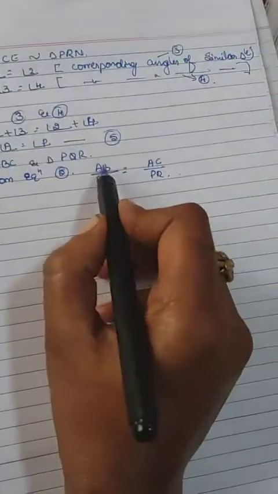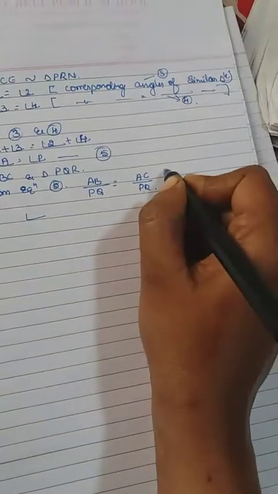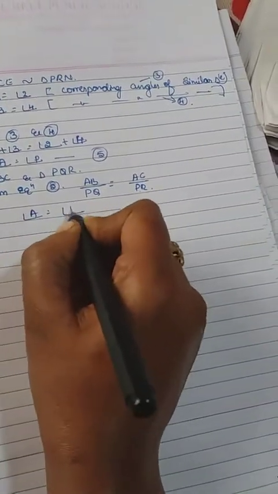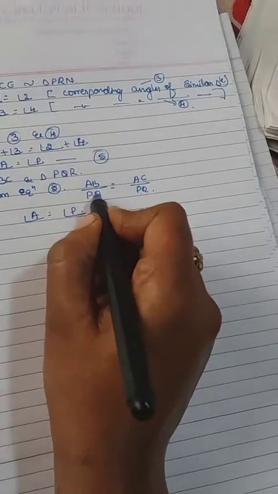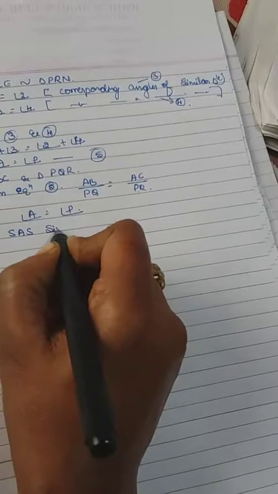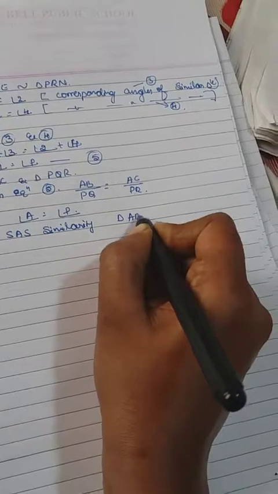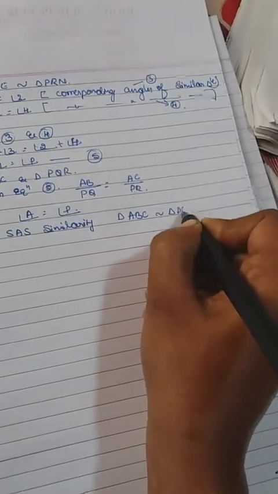So here we can get the two sides proportional, AB by PQ equal to AC by PR, and also angle A equal to angle P. So here two sides and one angle. By SAS similarity criteria, we can write triangle ABC similar to triangle PQR. This is the proof. Yes. Let us move to the next sum.